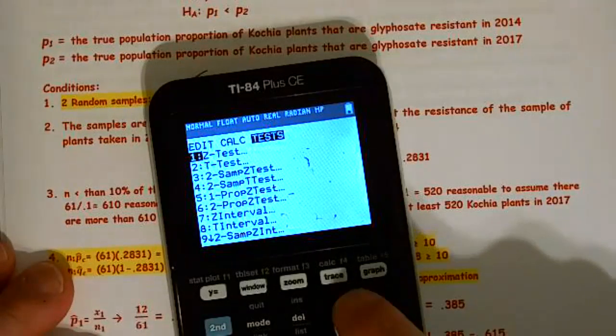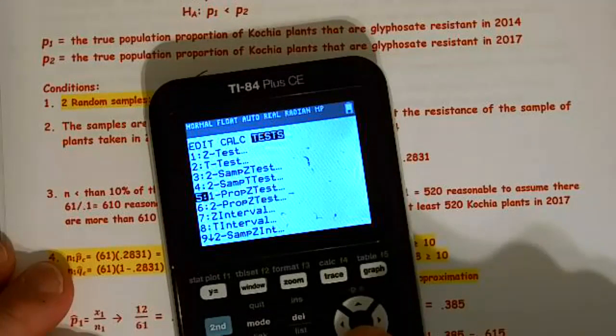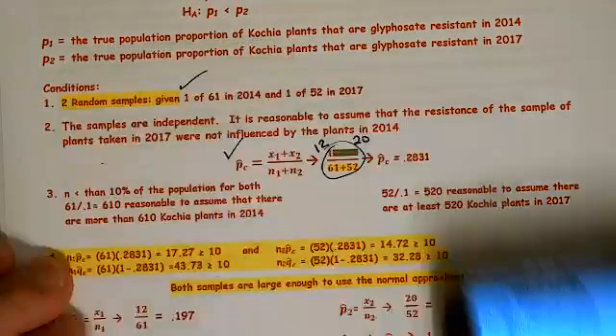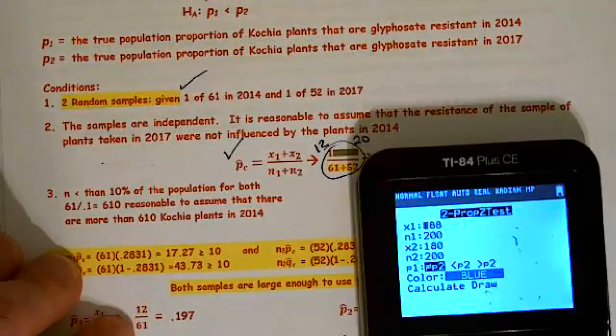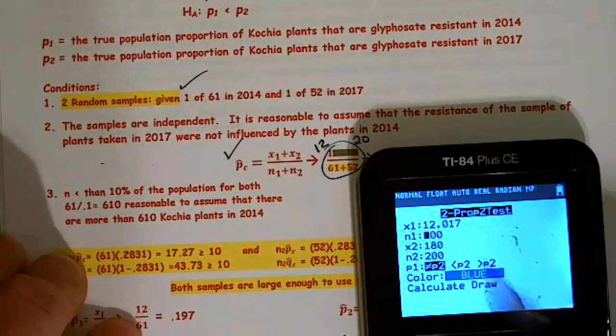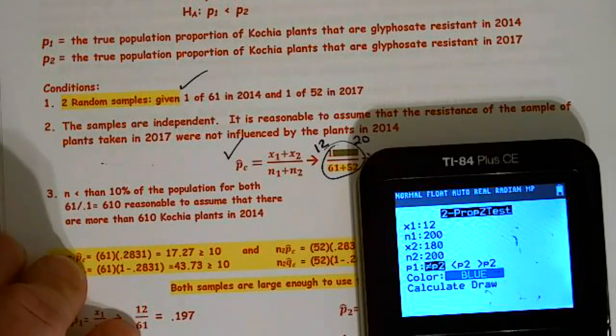So here we go. We're running a two proportion z-test. And we're looking for x1. Well, they didn't give us x1. That's what we just calculated. We want 61 times 0.197. Well, it calculated that at 12.017. Don't leave it that way. It has to be a whole number. And so that was 12 out of the 61.